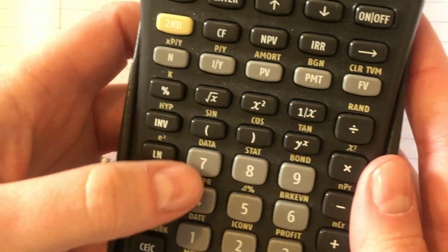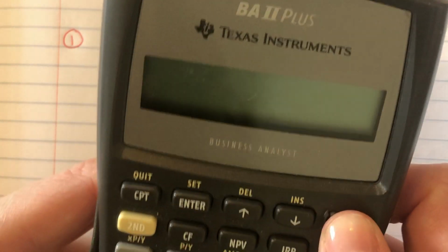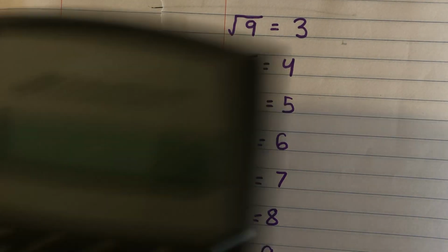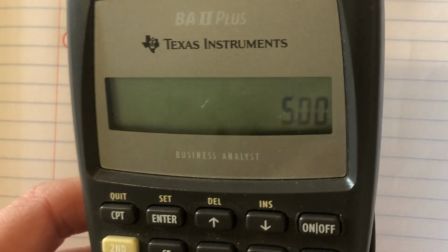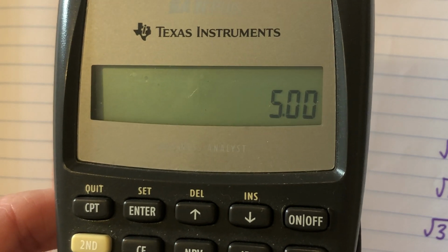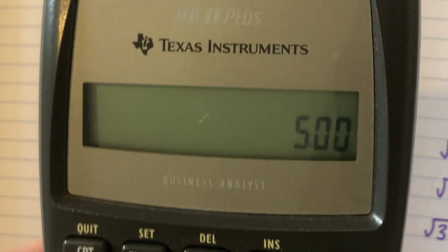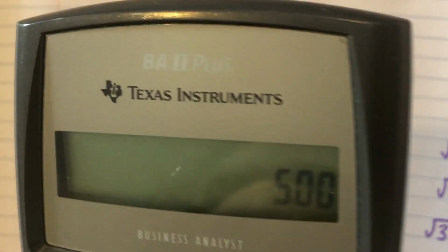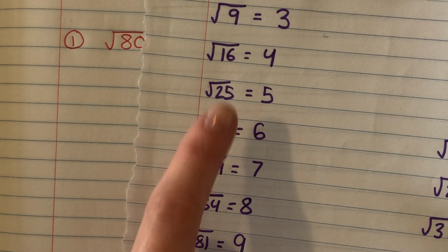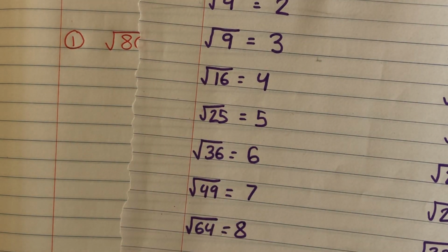On my calculator, I have 80 and I divide by 16. Oh, hold on. 80 divided by 16. I get the answer 5. I have a different setting on my calculator, so it kind of looks like 500, but that is 5.00. So 80 divided by 16 is 5. Because it's a whole number, I now know that 16 is the largest perfect square that 80 is divisible by.